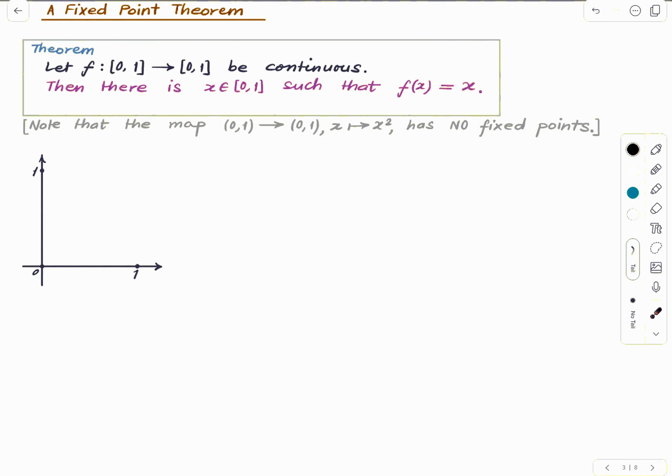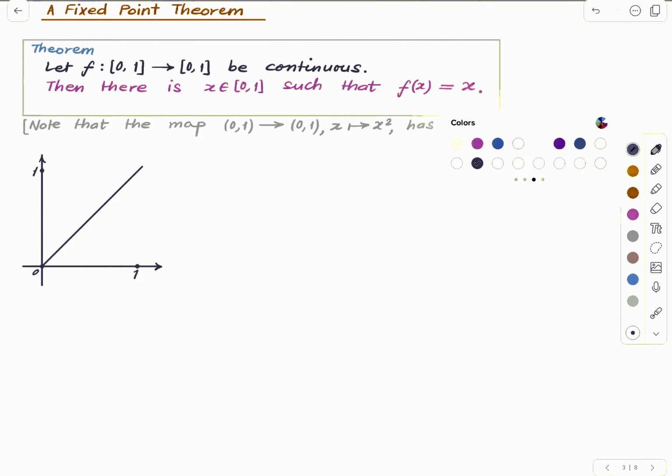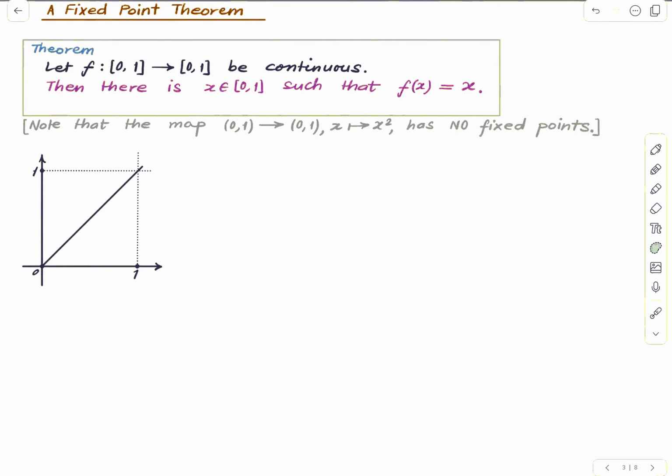So let us draw the graph of the identity function, meaning the function which takes x to x. So that would be, I think, this thing. Yep. So that is the graph of the identity function. We are only interested in the region 0 to 1, so let me try to mark that out too.